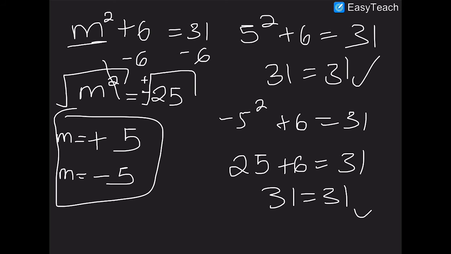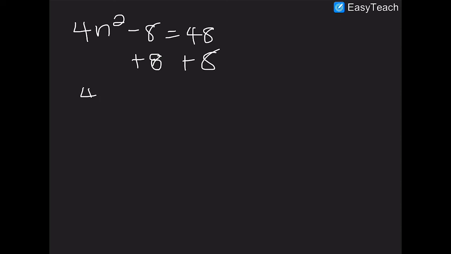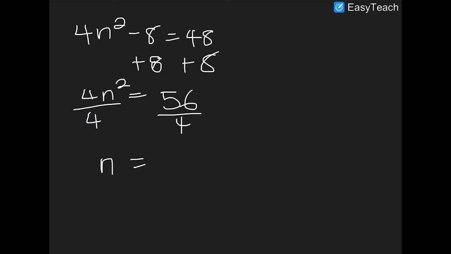Okay, we're going to do another example, and then we're going to be done. We're going to have 4n squared minus 8 equals 48. Just like we're doing algebra, we're going to add 8 to both sides. We're going to be left with 4n squared equals 56. We're going to divide both sides by 4, and then we're going to be left with n squared equals 14.